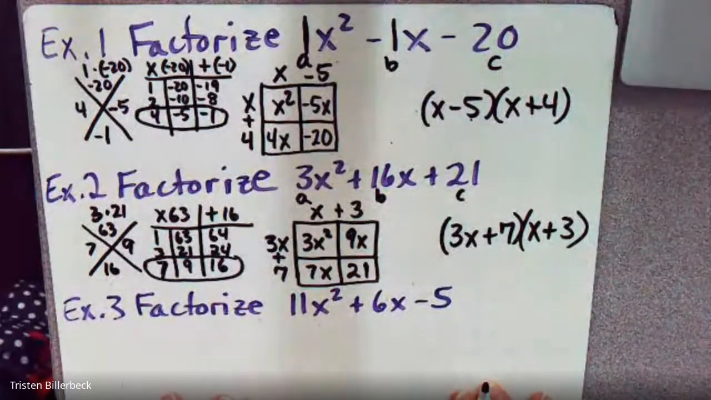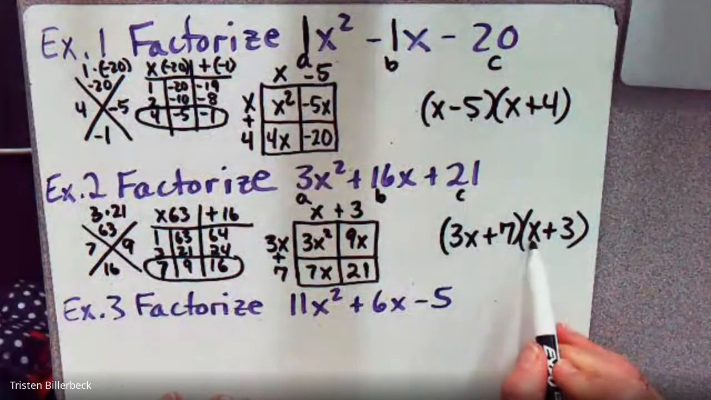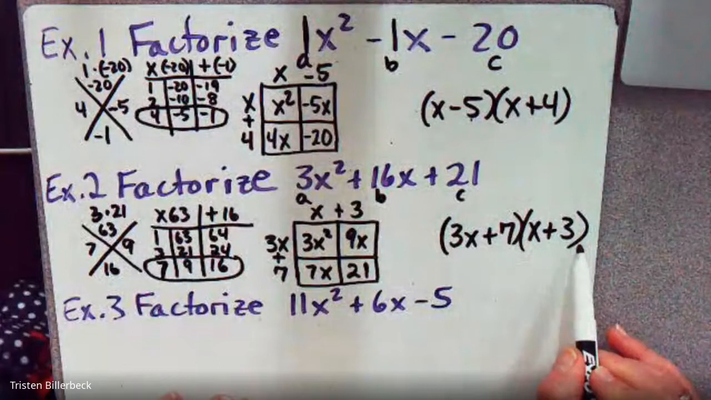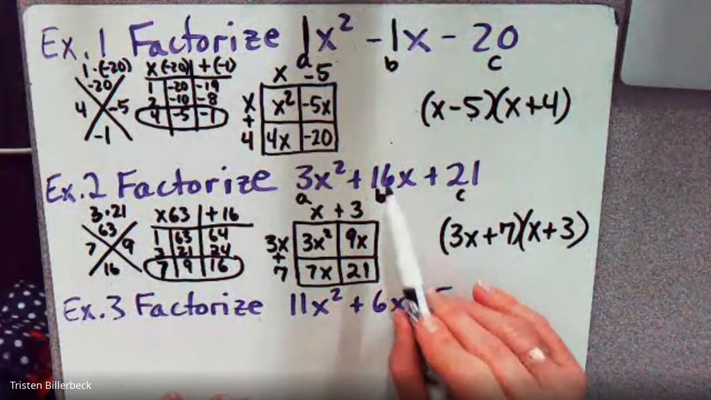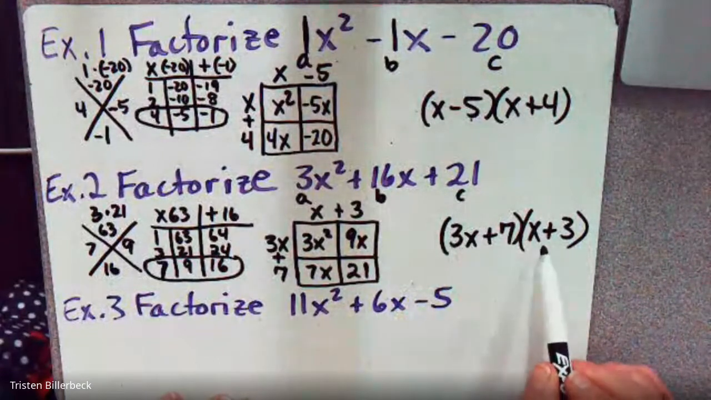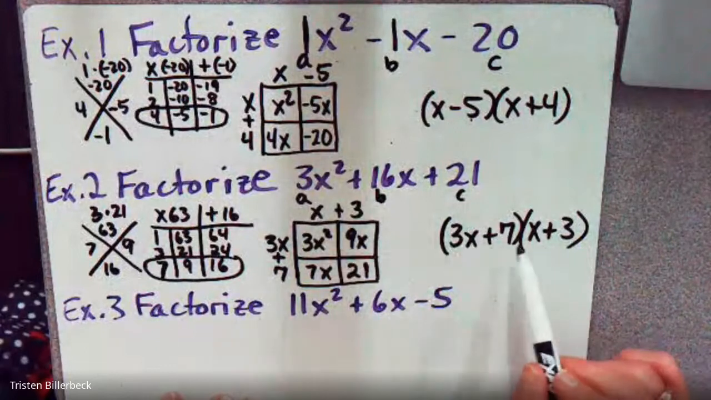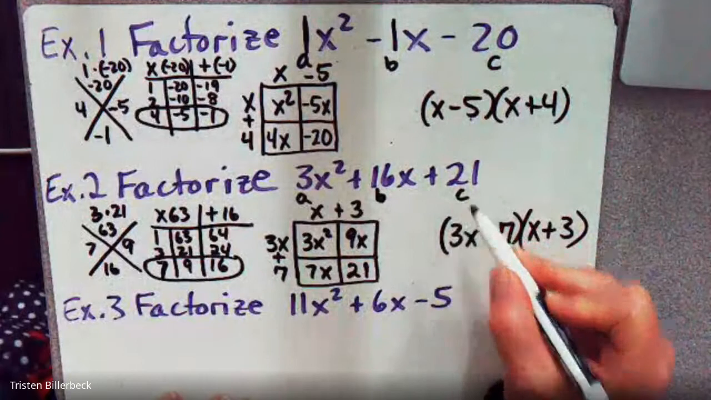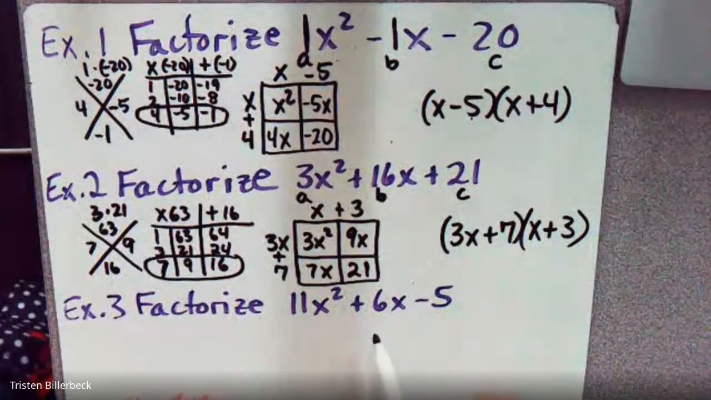Okay, so we can quickly check that. 7 times x is 7x. 3 times 3 is 9x. 7x plus 9x is 16x. 3x times x is 3x squared, and 7 times 3 is 21. So it works perfectly.